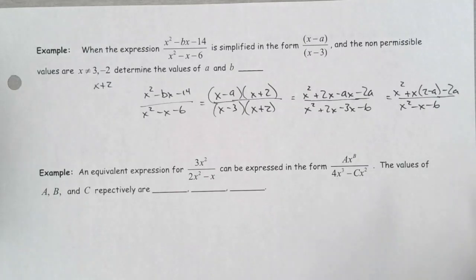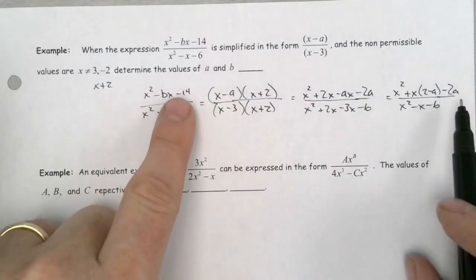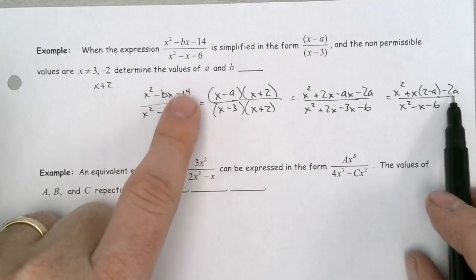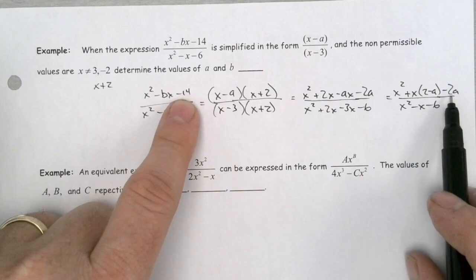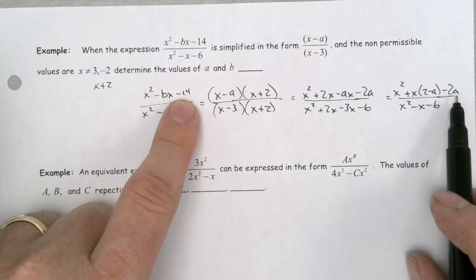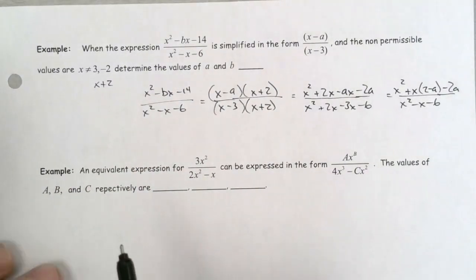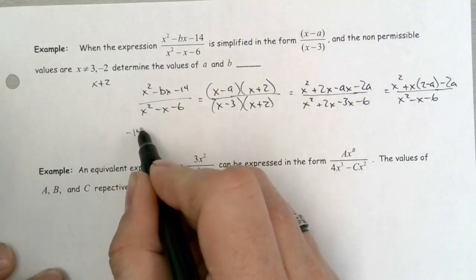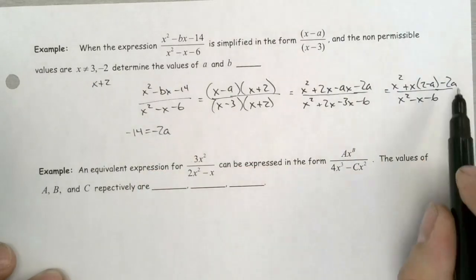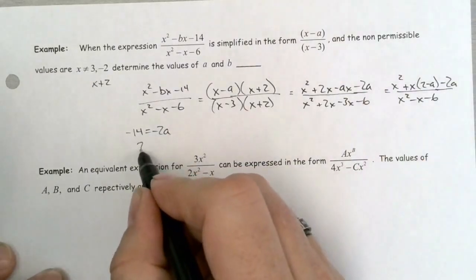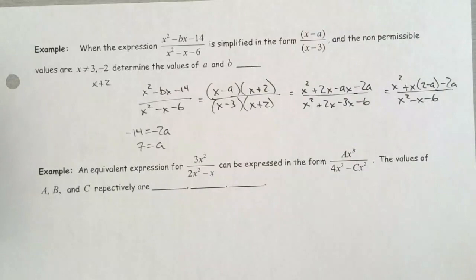Now that might come across as a little confusing here, but actually it's not so bad because look at this. The constant over here is negative 14. The constant over here is negative 2 times a. Well, those will only be equal to each other if a is 7. Okay, that negative 14 is supposed to be equal to my negative 2a. Well, that means that a is 7.